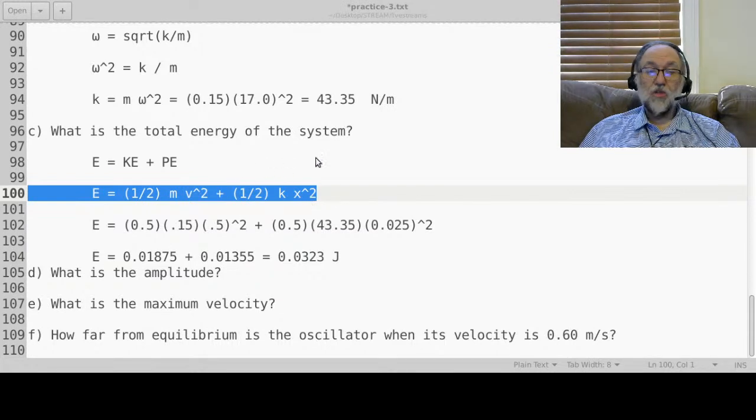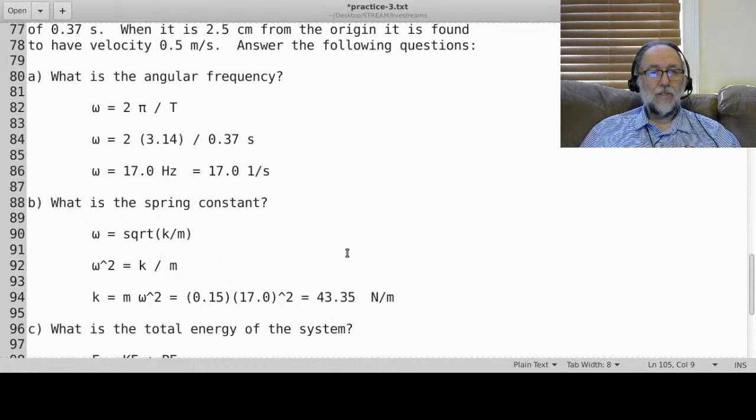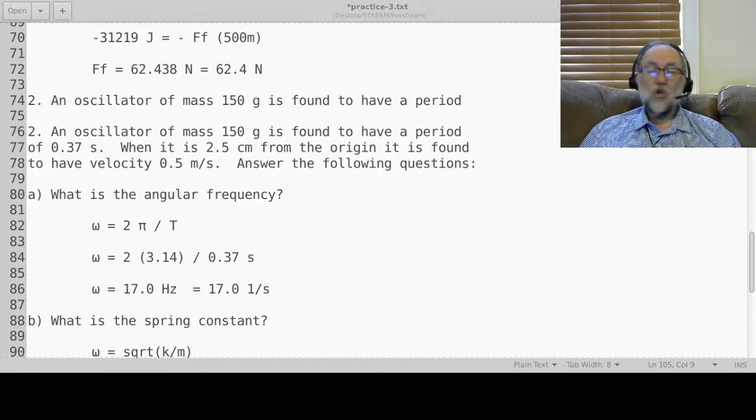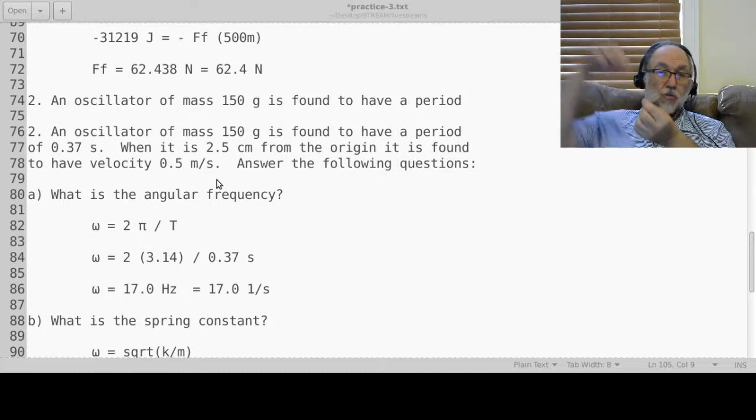Okay, and what's the total energy? And you say, well, did I give you enough information for the energy? Well, yeah, I did. Let's look here at what I gave you. I told you that when it's at x equals 2.5 centimeters, v is 0.5 meters per second. Now, there's a lot of ways that I can tell you the energy. I can tell you the energy by giving you the amplitude, and that's actually one of the questions, the next question. That's because when it's at its maximum displacement, the velocity is zero, right? Amplitude means maximum displacement. x is equal to A, that's your amplitude. And that means that there's no velocity there.